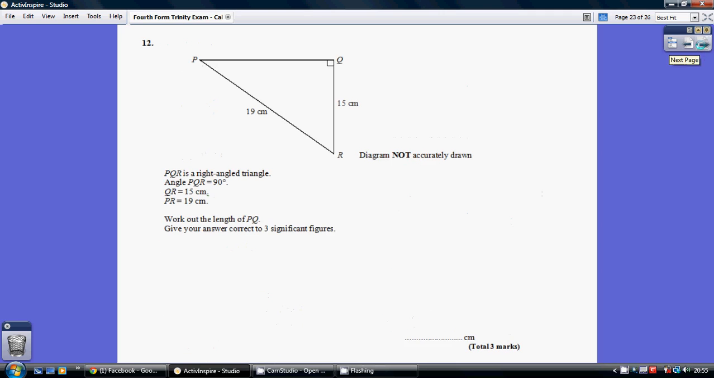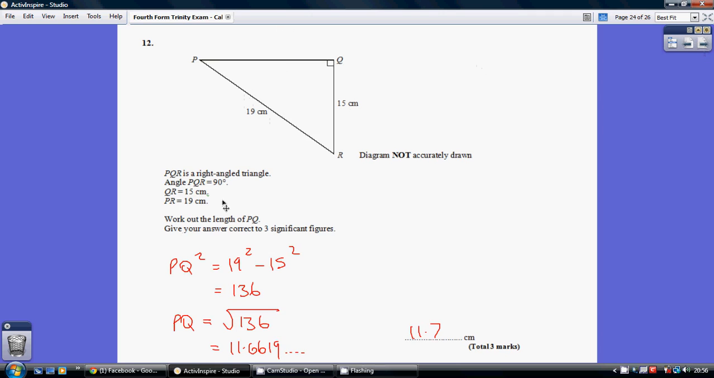Question 12. Now you've got to spot that this is Pythagoras. Remember, right-angled triangle, side, side, finding a side. This is Pythagoras. And not only is it Pythagoras, it's a taking away Pythagoras, because we're working out the shorter side, or one of the shorter sides. We are not working out the hypotenuse. So what we're saying here is the shorter side, PQ squared, equals 19 squared, take away 15 squared.